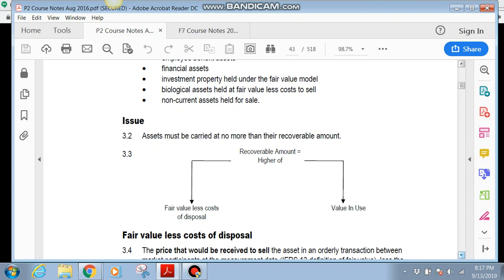Okay? We know what carrying amount of an asset is. We've covered this before, being the cost minus depreciation or amortization. What of recoverable amount? What is it? Recoverable amount is the higher of fair value less cost of disposal and value in use.